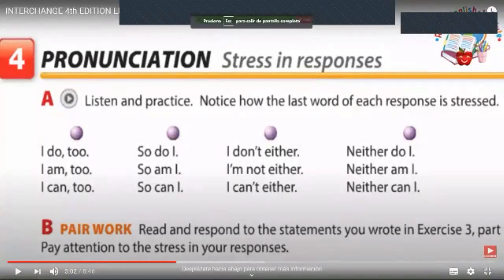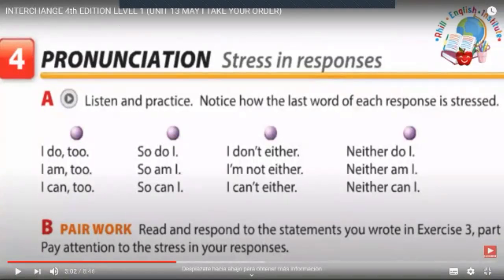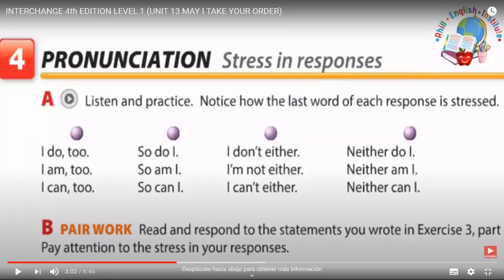Okay, guys. In this part of the activity, we're going to develop the pronunciation, and we're also going to learn how stress works in responses. You know what stress is, guys? Es donde usted tiene que poner la mayor fuerza de voz a la hora de pronunciar algo. That's stress. Y si ustedes se fijan, we got four groups of words. Tenemos I do too, I am too, I can too. Tenemos so do I, so am I, so can I. Y tenemos los ejemplos con either y neither. Si ustedes se fijan, son diferentes. So we're going to learn how to pronounce it, okay?